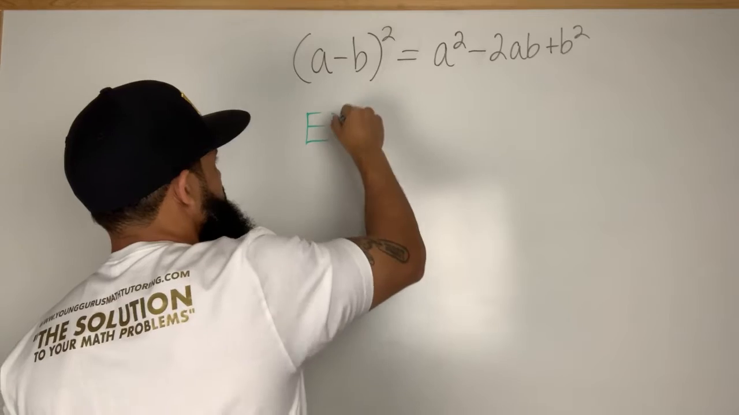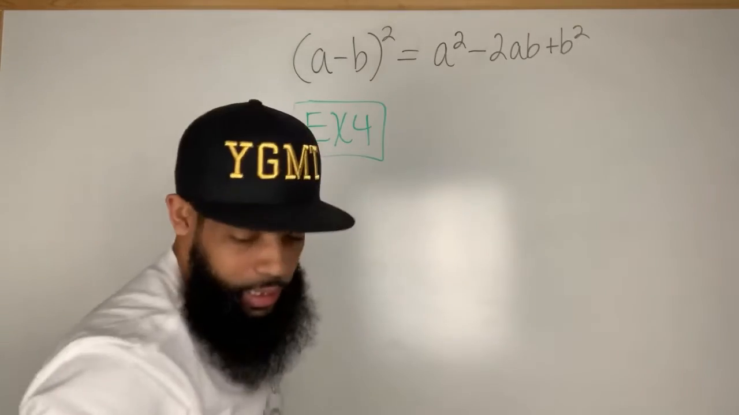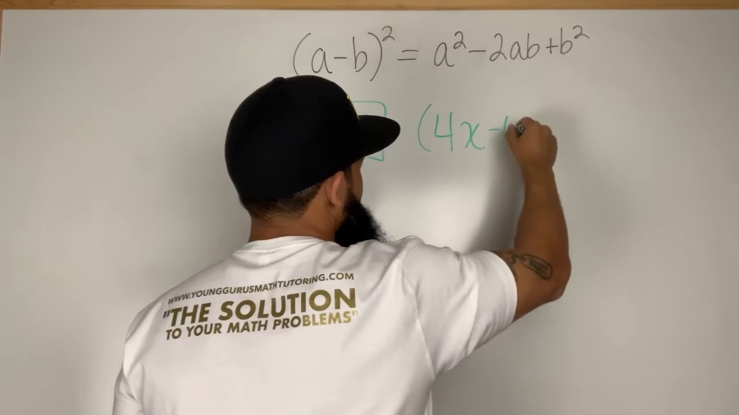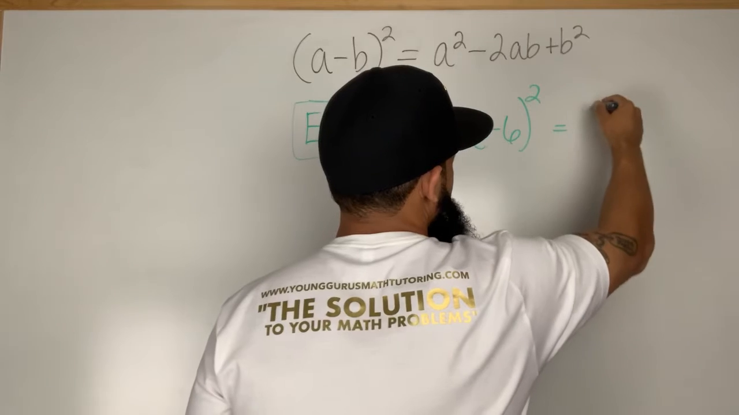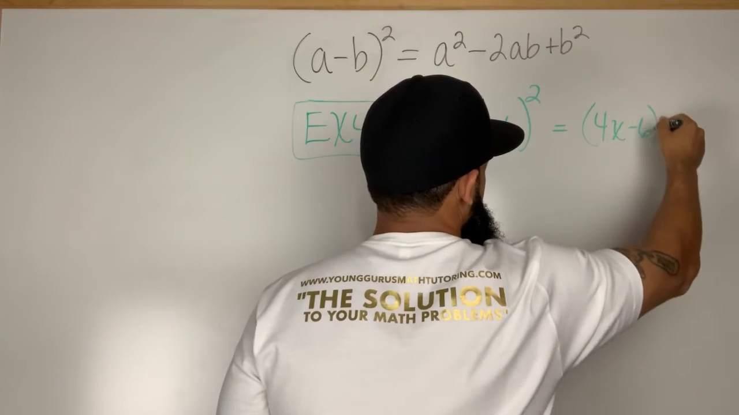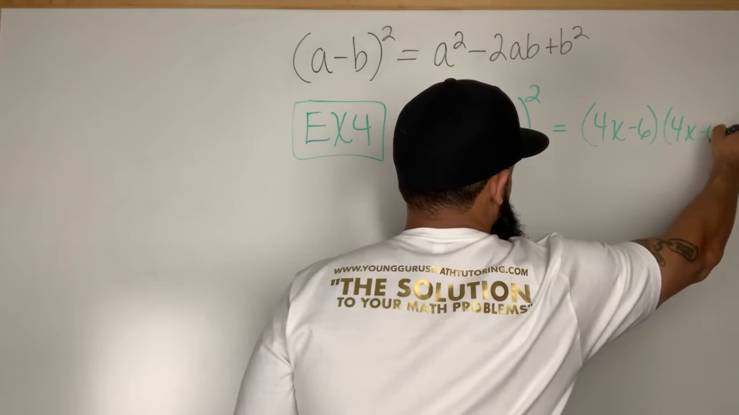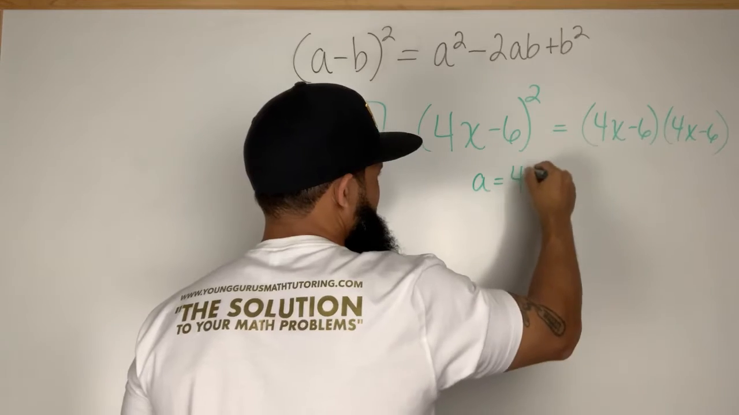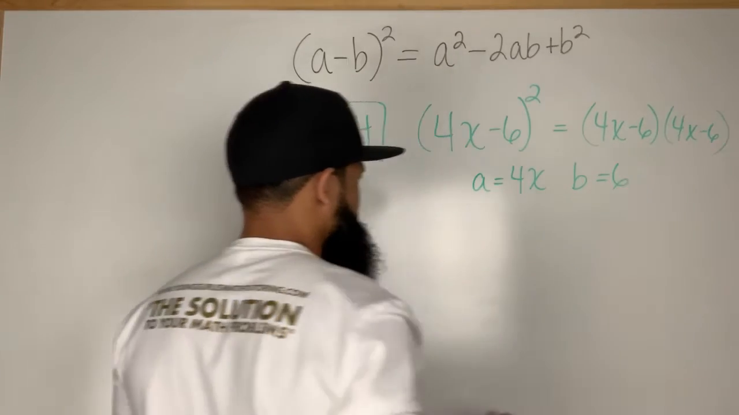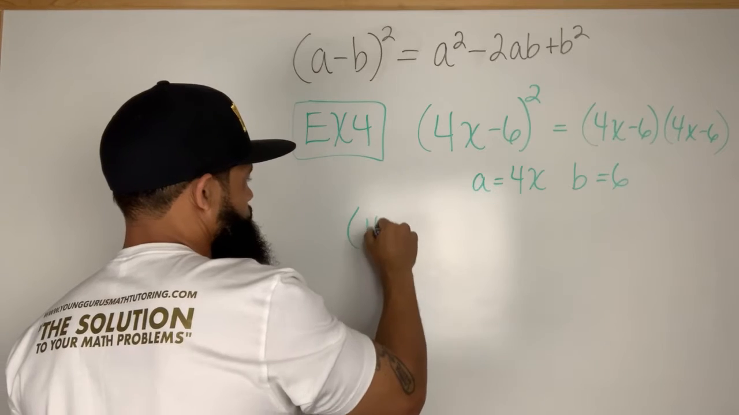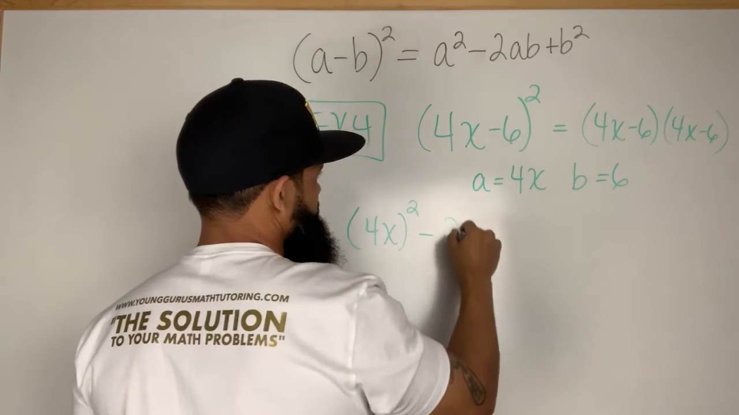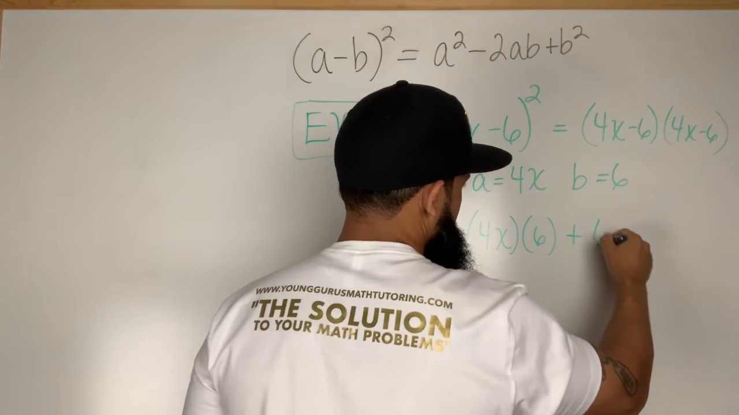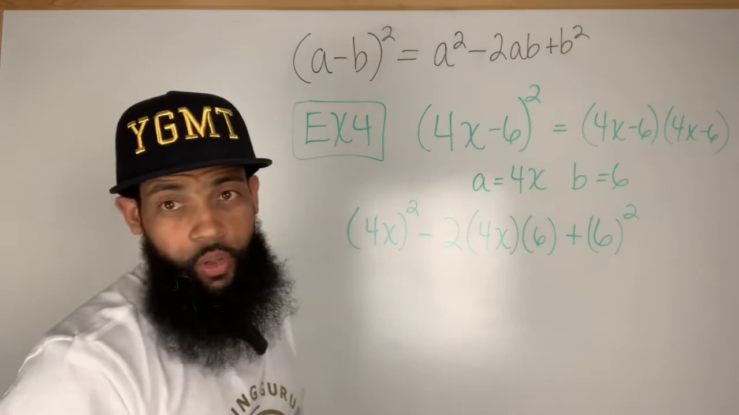Example 4. This is going to be our last one. Let's make it a little interesting. Let's say 4x minus 6 taken to the second power. Remember, that's the same thing as saying 4x minus 6 times 4x minus 6. But I don't want to do all that. That's long and drawn out. I'm just going to simply say a equals 4x and b equals 6. So a squared is 4x squared minus 2 times 4x times 6 and then plus 6 squared.